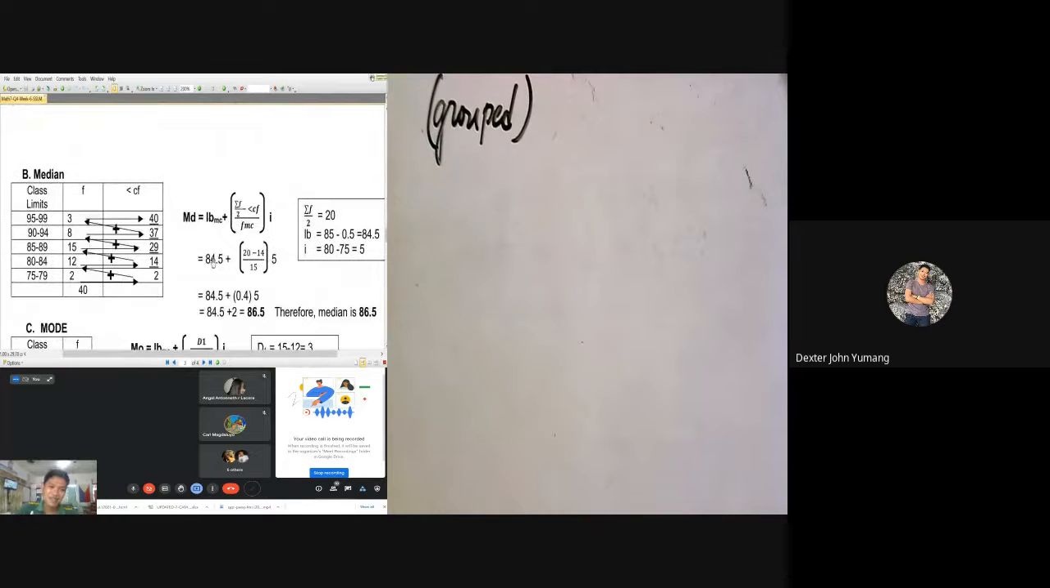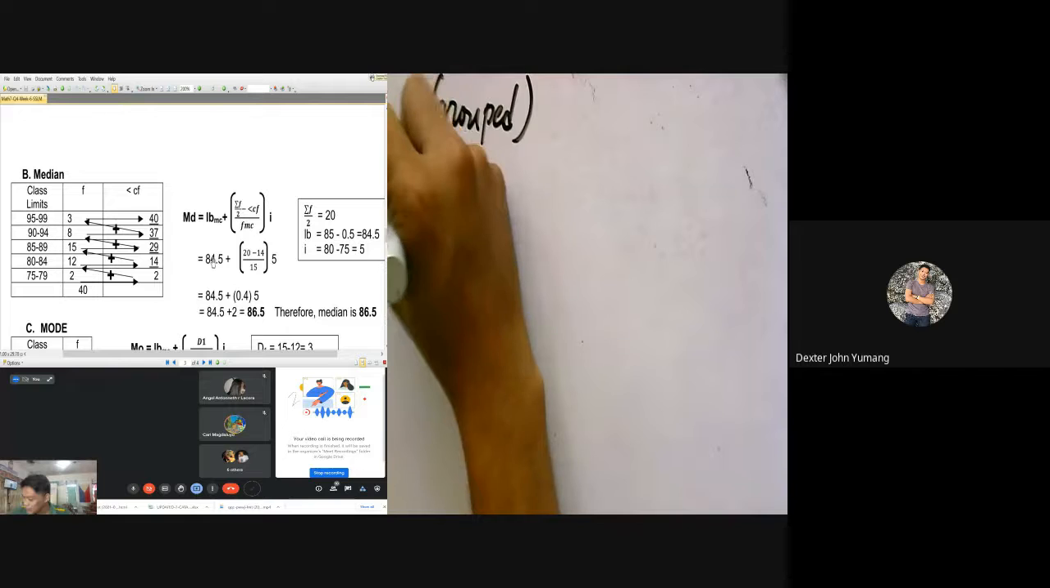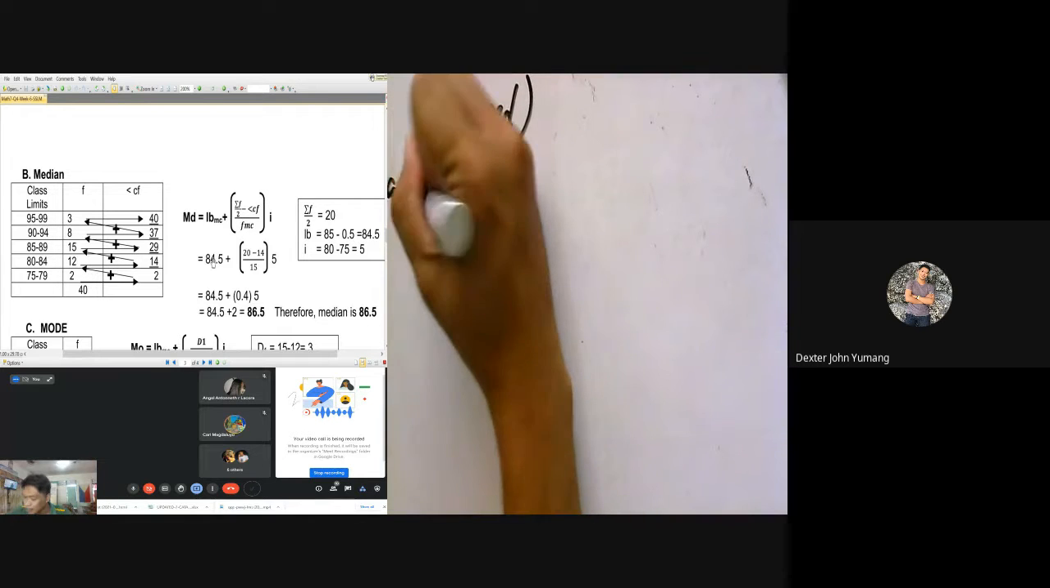Okay, so let's have this median. The same example that we have yesterday. So these are the scores of the grade of the modular students enrolled in a class. So sabi daw po sa 95 to 99, meron tatlong students ang nakakuha ng grado na yan. So gagawa muna tayo ng table. So from 95 to 99.